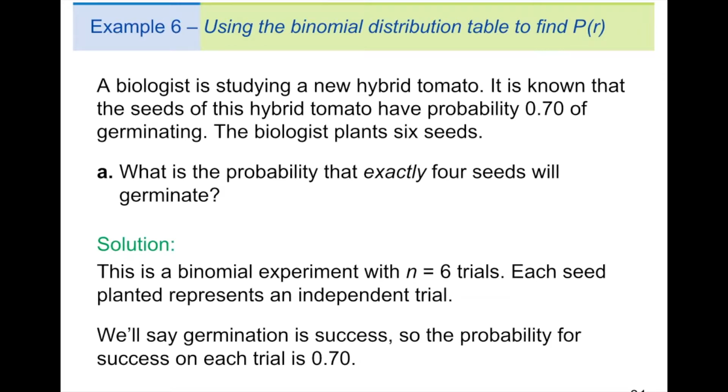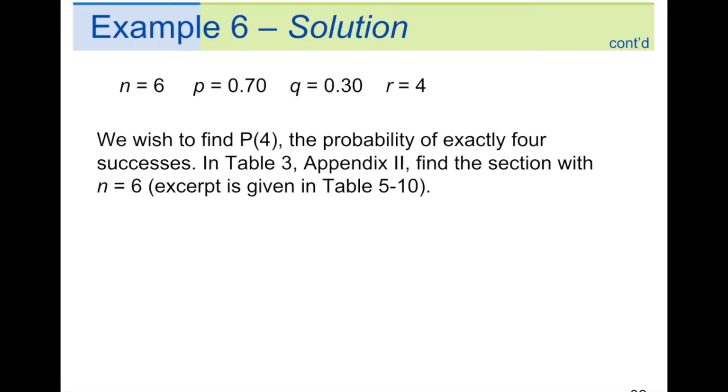This is a binomial experiment with n equals 6 trials. Each seed planted represents an independent trial. We'll say germination is a success, so the probability of success on each trial is 0.7. So we've got n equals 6, p is 0.7, q is 0.3, and r is 4. We wish to find p of 4, the probability of exactly 4 successes.